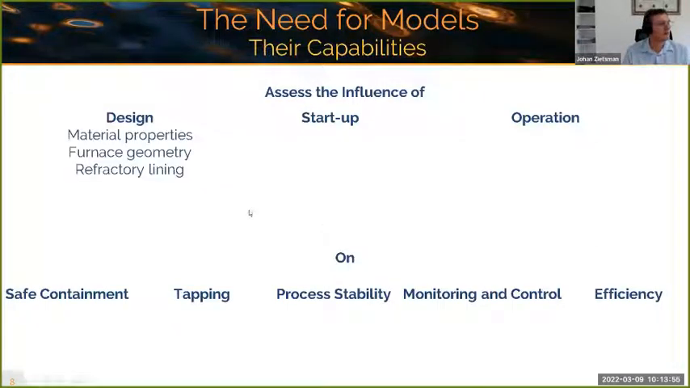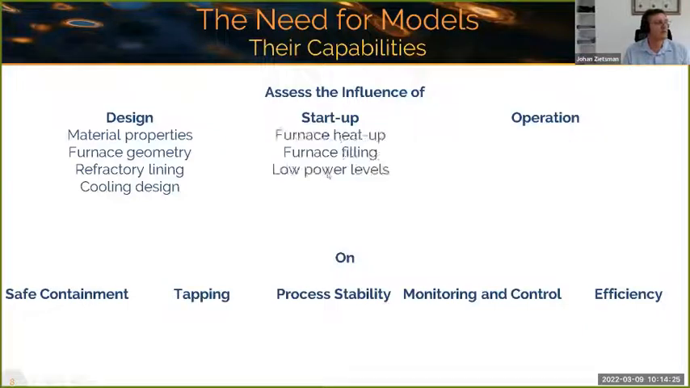Now, design decisions and design parameters are typically things like material properties, which we don't really have a say in. The raw materials are in general what the raw materials are, and the process materials are derived from that. Furnace geometry, the refractory lining, the decisions that we make there, and the cooling system design. Do we need copper cooling, or can we have more passive cooling?